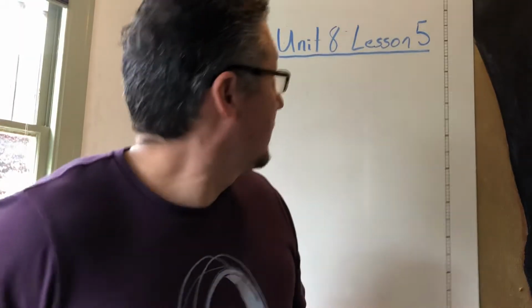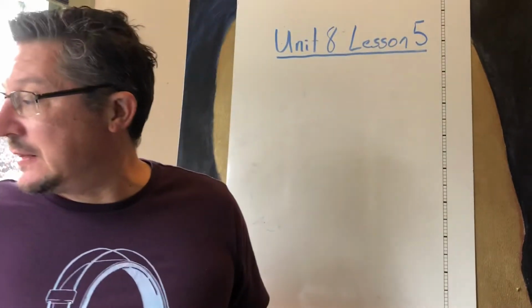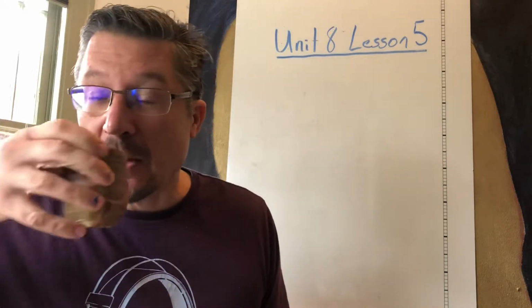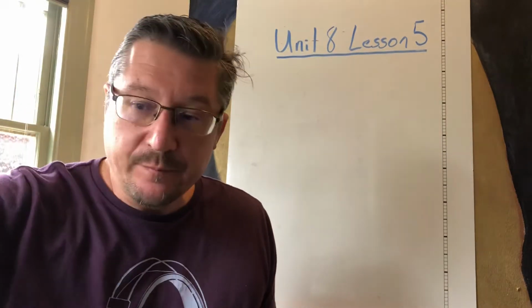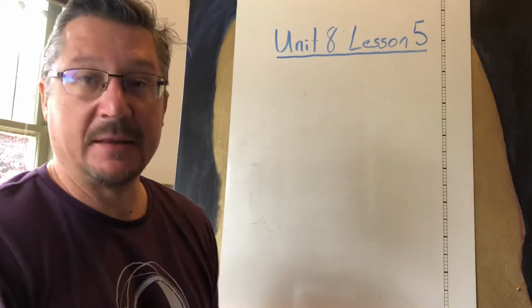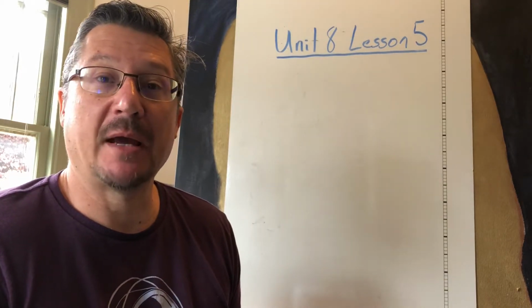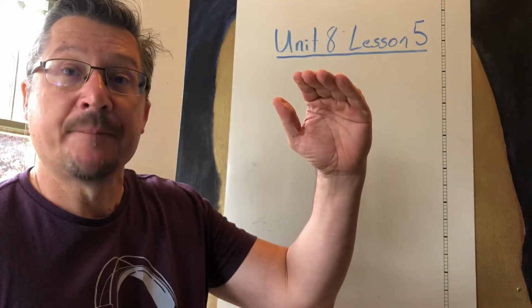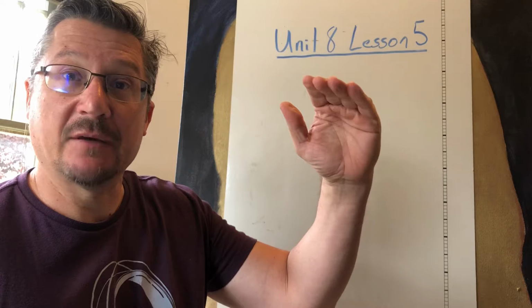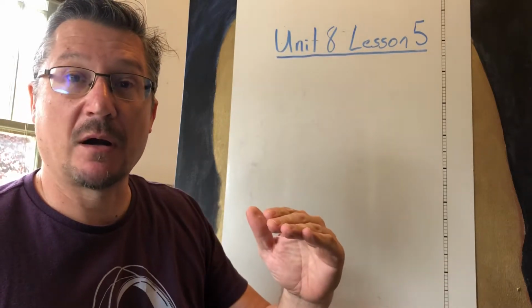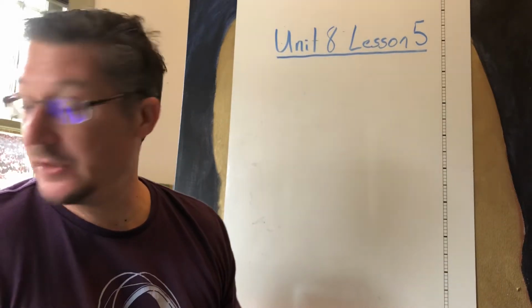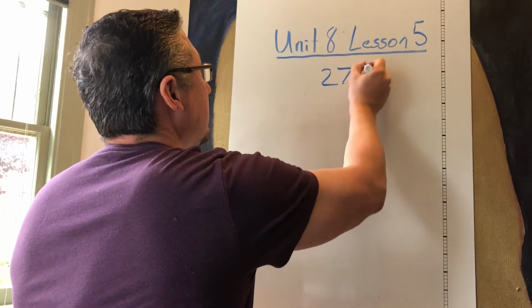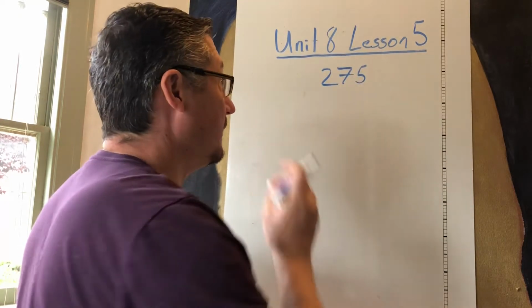Okay, this is Unit 8, Lesson 5, and it's customary units of volume. It's like everything else in this whole unit. If we are going from a small unit to a large unit, we are dividing. If we're going from a large unit to a small unit, we are multiplying. And you just have to look on the chart on page 275 today. There's a chart and it tells you what you're multiplying by.